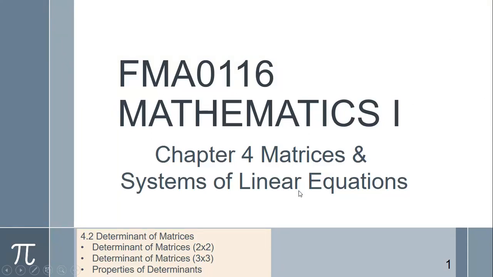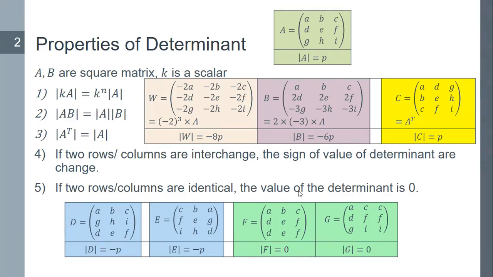In this video, we're going to discuss determinants of matrices. The matrix sizes covered here are 2 by 2 and 3 by 3 only. We are going to discuss some of the properties of the determinant. First of all, only square matrices will give you a determinant.